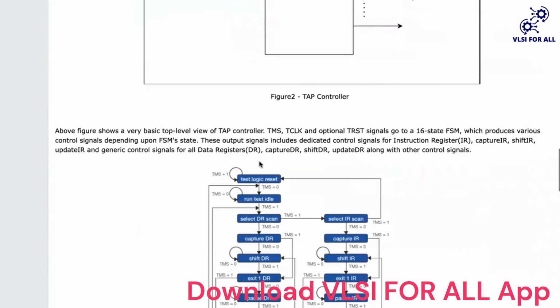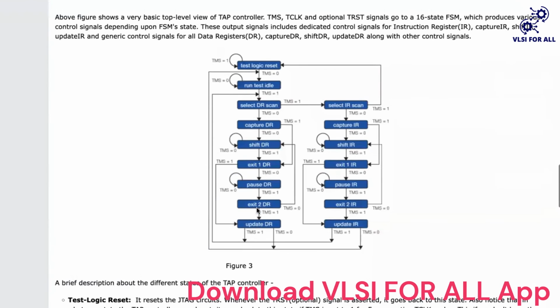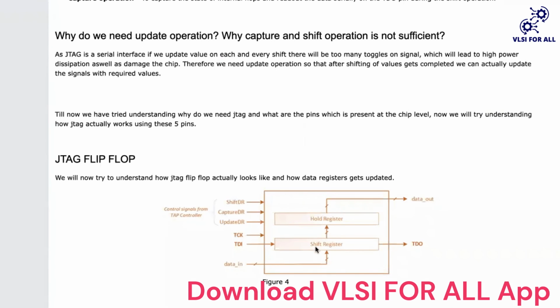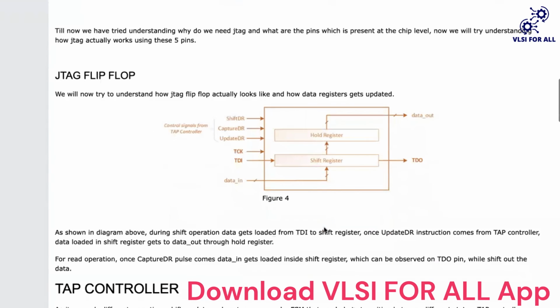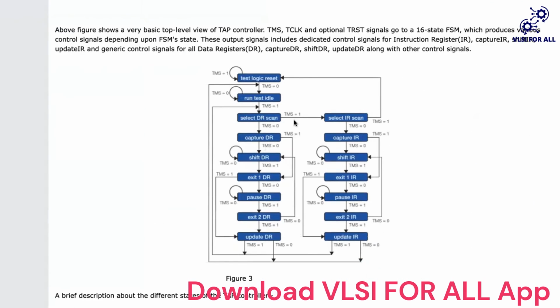Okay, shifting the data, then exiting the DR, basically exiting the shift operation. Then pause DR. Pause DR is doing nothing, basically pausing for some time. Then exit to DR is basically exiting out of the data register, and at the end we update it. Basically what I've shown, update DR, when it comes, the data from the shift register gets to the hold register. So you don't need to understand each and every step of this, like TMS, where is it going, where is it not going. This you cannot remember.